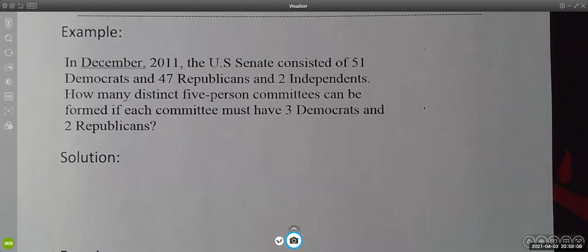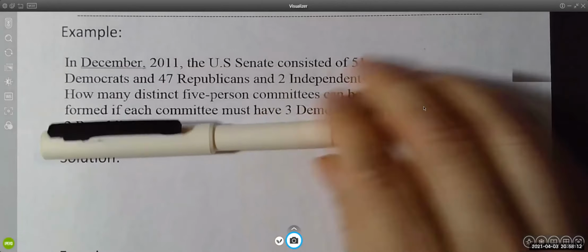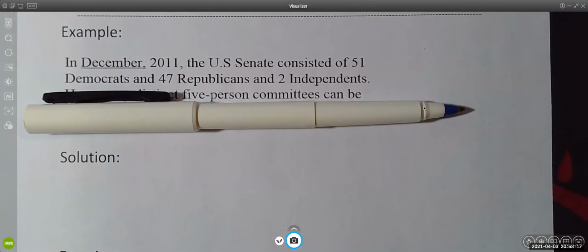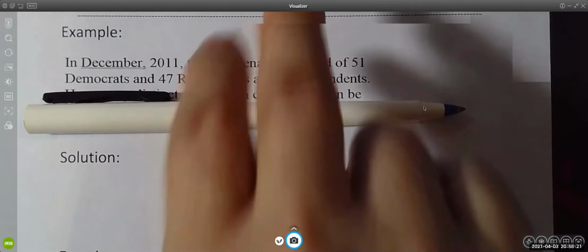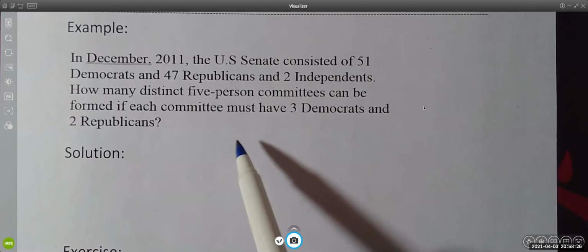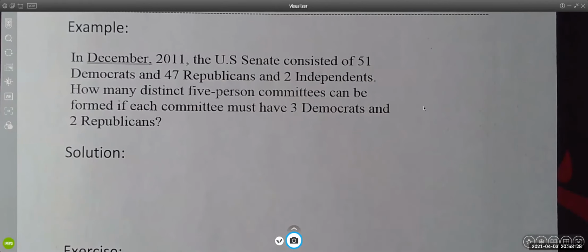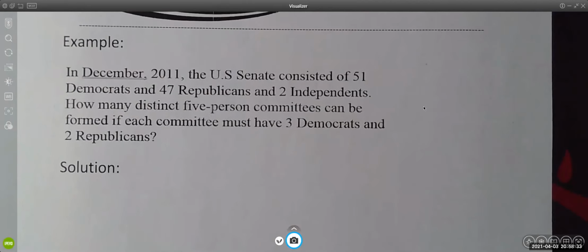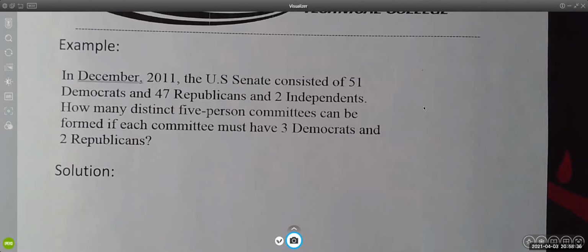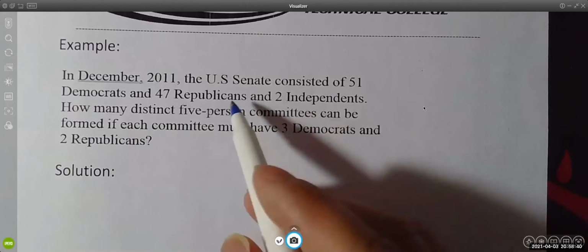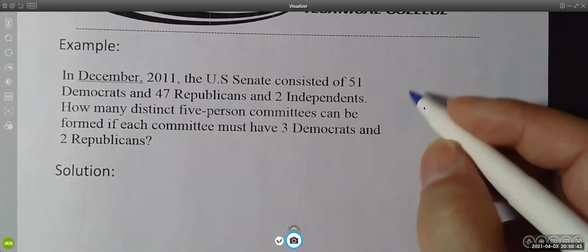So without the last requirement, it's just another combination problem. We just select 5 people out of 100 people to form a committee, right? But there's a specific requirement. This 5-person committee must consist of 3 Democrats and 2 Republicans. Otherwise, it's not a valid one according to this rule. So how do we do this kind of counting problem with restrictions? First, we need 5 people out of 100 people. That's for sure. Let me write down the basic information here.